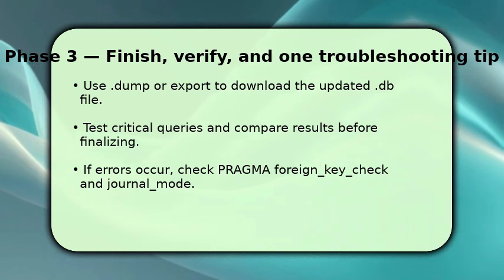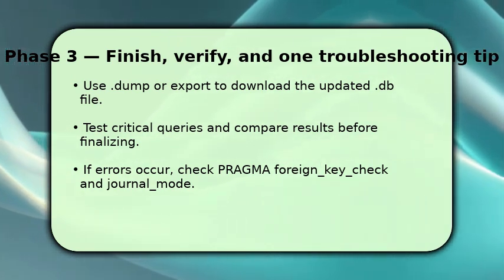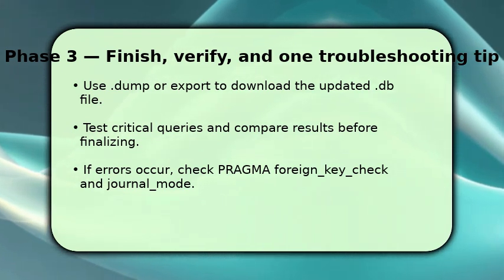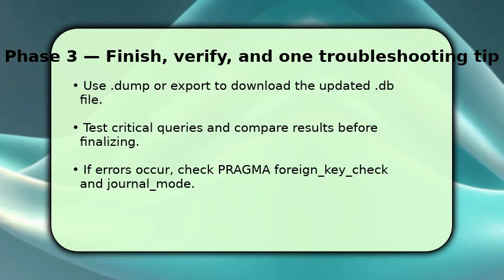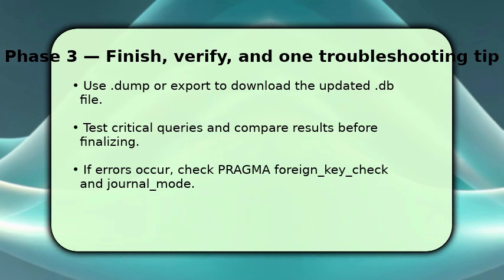If something fails, check PRAGMA foreign_key_check to locate violations, and examine journal mode or WAL for locking issues. These explain why writes might be blocked. Finally, restore from your backup if needed, and repeat the isolated change process to find the root cause.